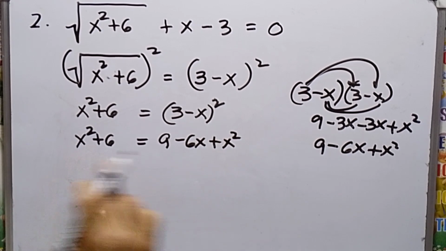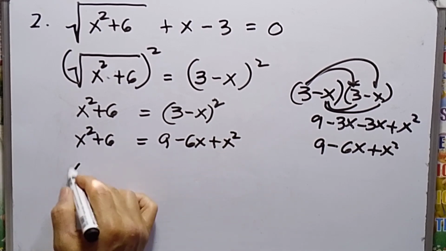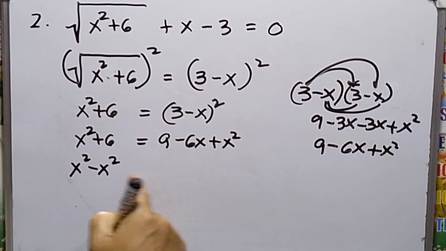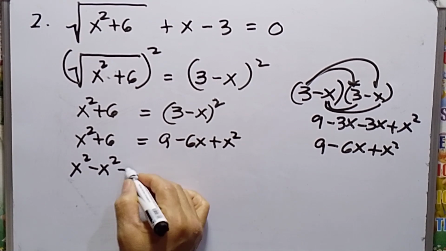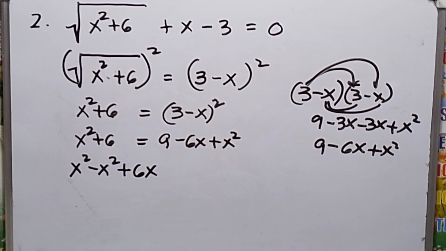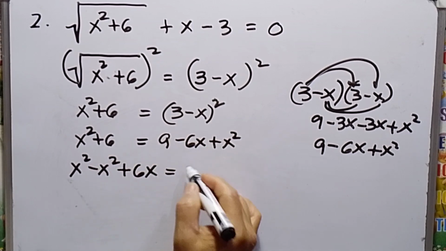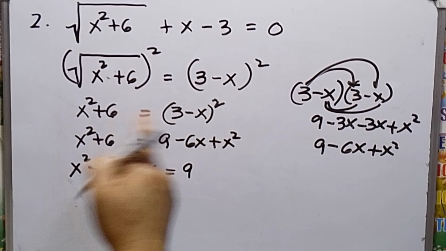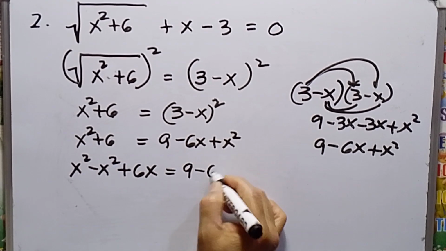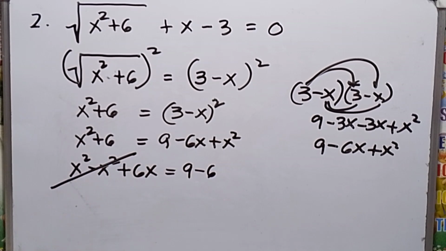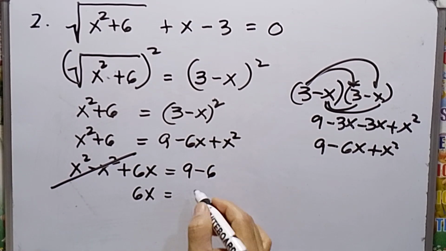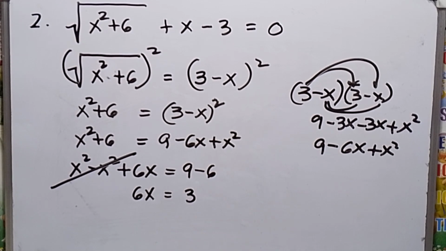Then transpose x squared to the left, so this will be x squared minus x squared. Then transpose also the unknown, this will become plus 6x. And then the constant will be placed at the right side. So take note, this is only 9, so this will transpose to the right. This will be minus 6. So cross out, that will be 0. Then I have here 6x is equal to 3.